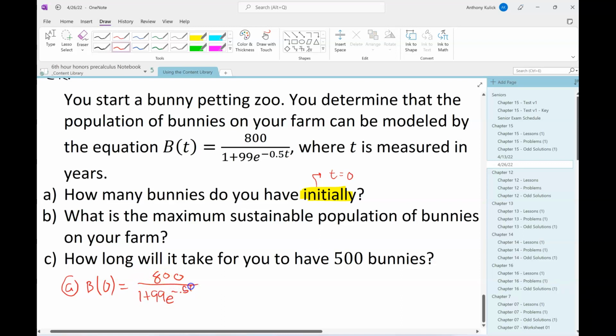And I hear people getting their calculator out. You don't need a calculator to do this. Negative 0.5 times 0 is 0. E to the 0 is 1. 1 times 99 is 99. 99 plus 1 is 100. 800 divided by 100 is just 8.